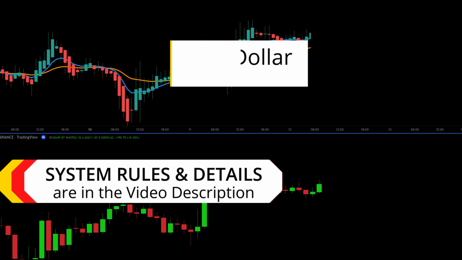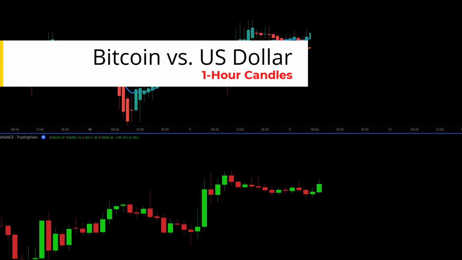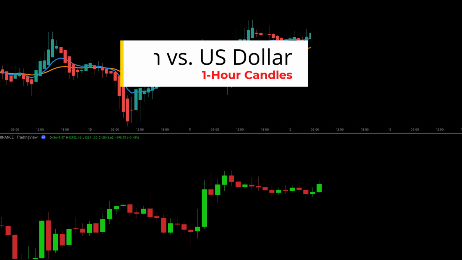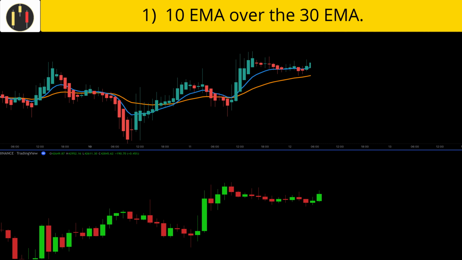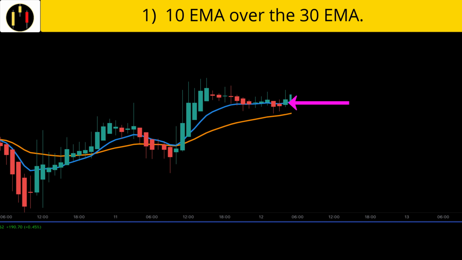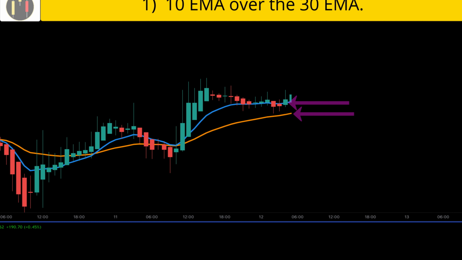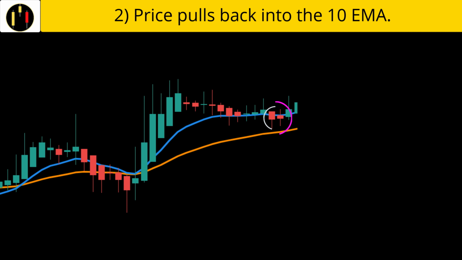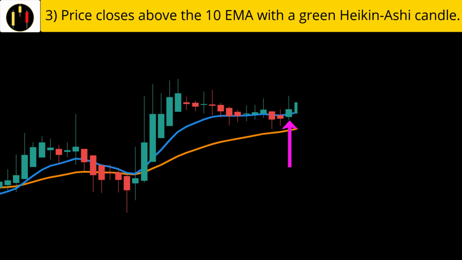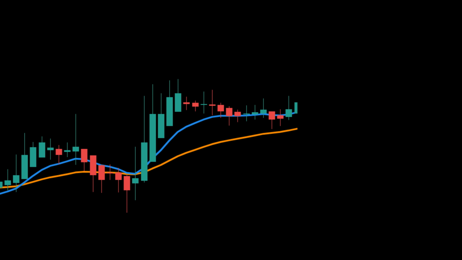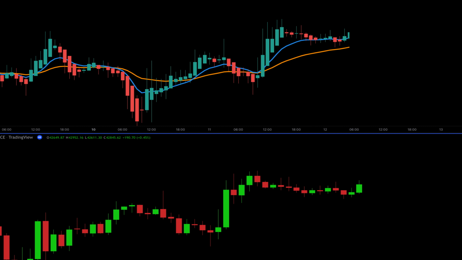This chart is Bitcoin versus the US dollar, 1-hour Heikin-Ashi candles on the top chart and 1-hour Japanese candlesticks on the bottom chart. The rules to enter a long on the Hoochie Mama are: first, the 10 exponential moving average in blue must be over the 30 EMA in orange. Second, price must pull back into the 10 EMA. Finally, the price must close above the 10 EMA with a green Heikin-Ashi candle. Our rules are met when this candle closes. That is our trigger candle.